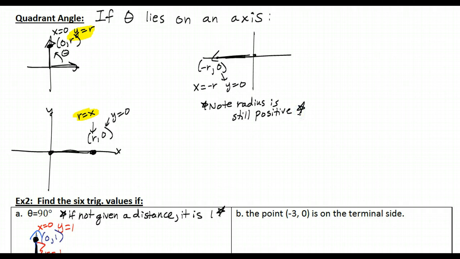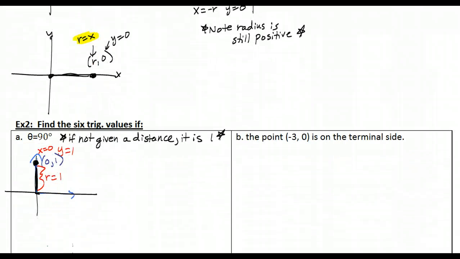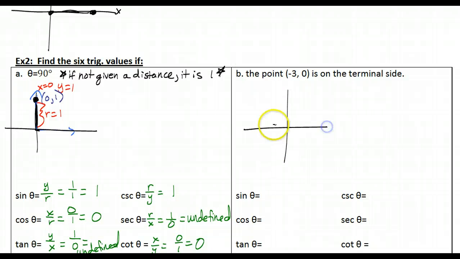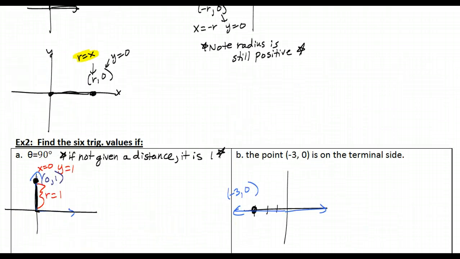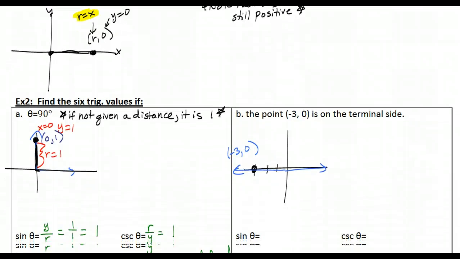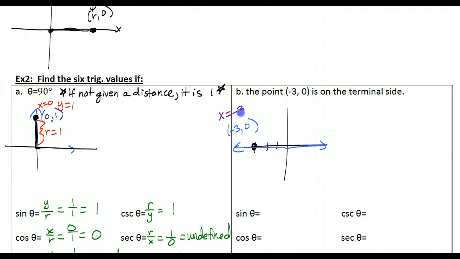Now, I think that is kind of confusing, so let me show you that example right now with example B, and then we'll come back and draw one more in a second. Here's what I mean with that. So for example B, they actually did give us a point. They gave us -3, 0. I'm going to graph that. So there's my point, -3, 0. Now, when I said just a second ago that x is equal to -r, here's what I meant. X is equal to -3. That is -r. So regular r is +3.